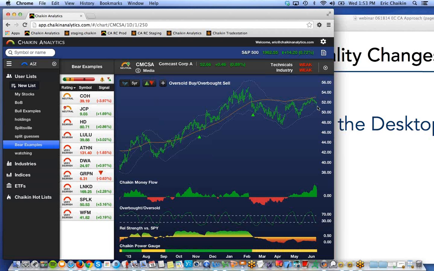So should you be in Comcast? Well, our work would say, first of all, the industry has softened up. It was strong until recently. And second of all, no, this stock is technically at risk. So there are stronger stocks. If you like the media group, you can go into the media group and find some very bullish stocks that are better looking than Comcast.